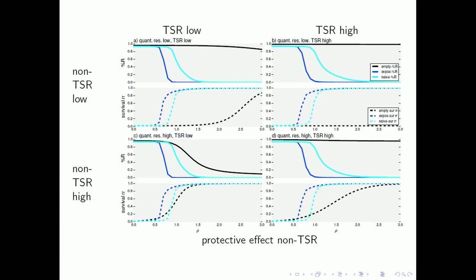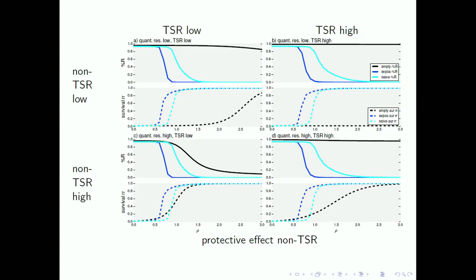And you see there's blocks of two here. The top one, again, is target site resistance, and the bottom one is quantitative resistance, so percent survival RR. And then the four different blocks, so TSR low, TSR high, imagine there's a field of wheat, and a farmer comes along with his tractor from a different field and drops a bunch of seeds. It's a pretty common occurrence for these sorts of agricultural weeds.